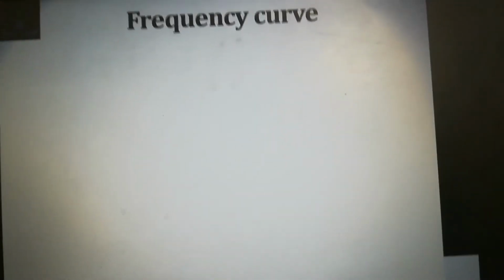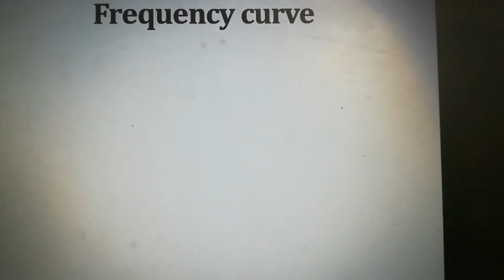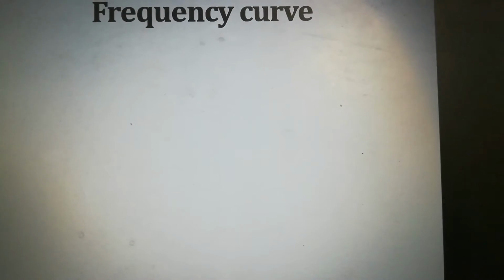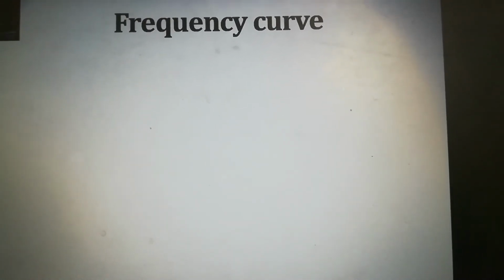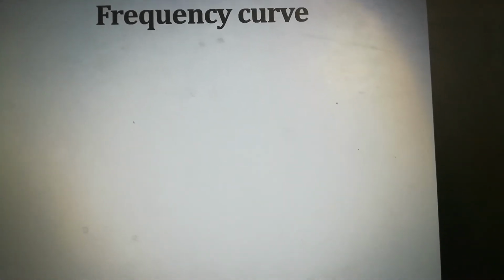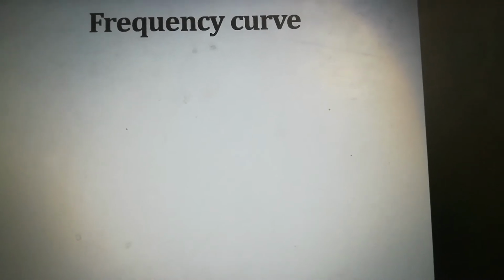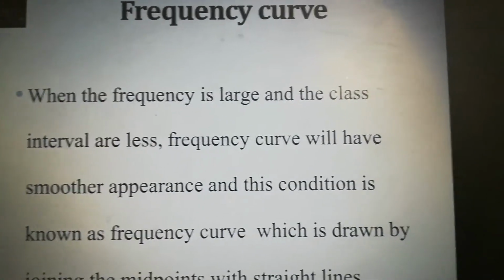Now the first one is the frequency curve. What do you mean by a frequency curve? When the total frequency is large and the class intervals are very small, we have the frequency curve, which is a smooth curve, and this limiting condition is known as the frequency curve. In this curve, the points are plotted instead of rectangles, and all the points are joined with a line. Let's see how it is.